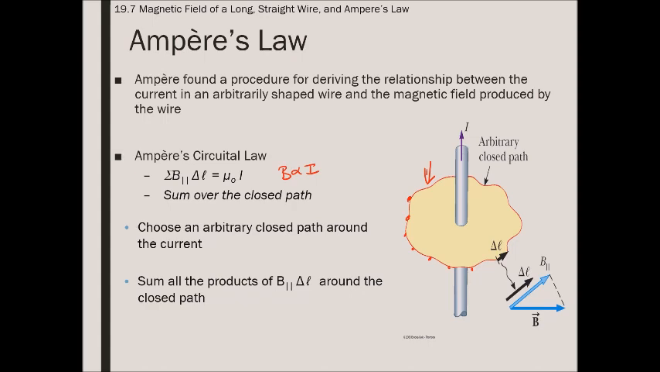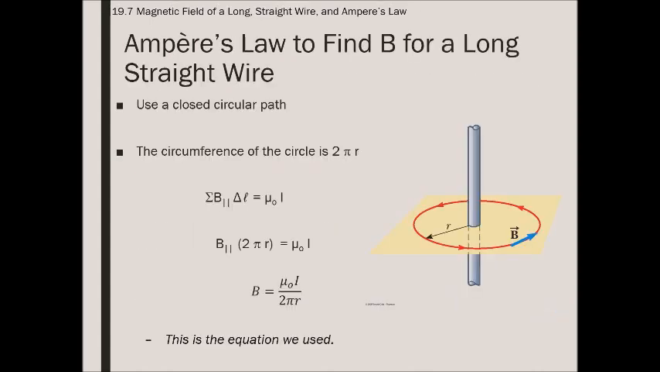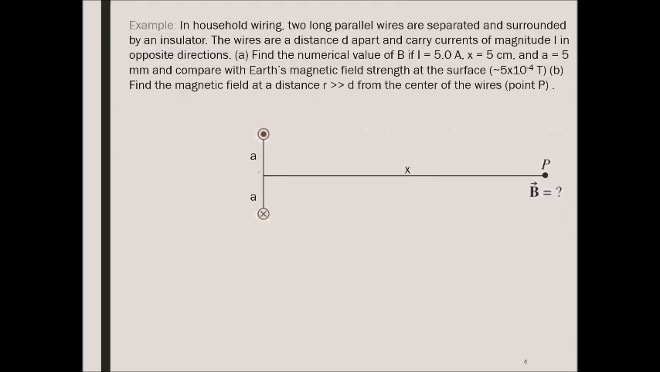So what we do is choose an arbitrary path. Again, some shapes are going to be easier to evaluate than others. And then we're going to sum the B and L around the closed path. So what we're going to do is look at the B parallel to this path, because the magnetic field goes around. Remember, using the right-hand rule, and the total length of the path is the circumference of a circle. So that's where the 2 pi r comes from in the denominator in the equation we used last time. So we're going to look at this example for more on how to apply the equation that we used last time, as well as what Ampere's law would give us for this situation.